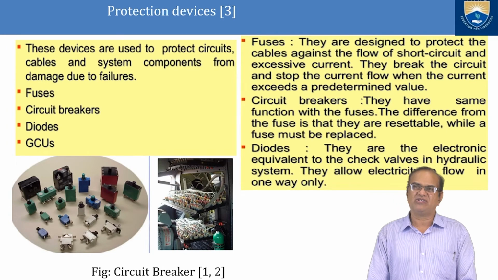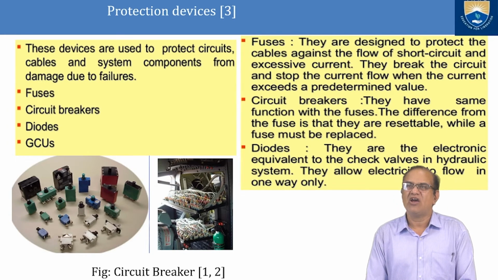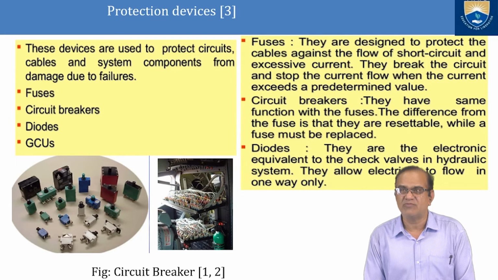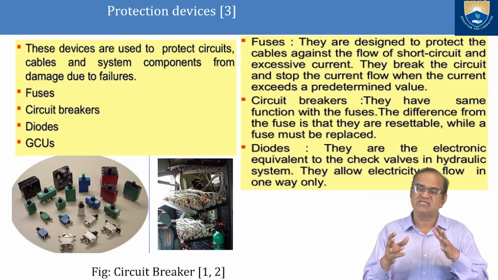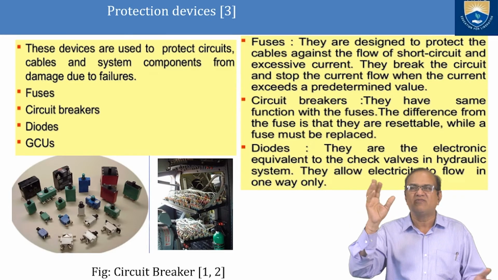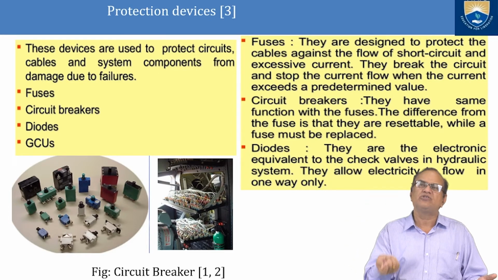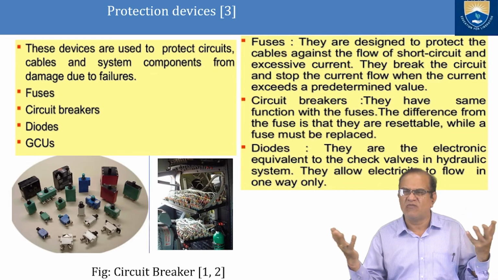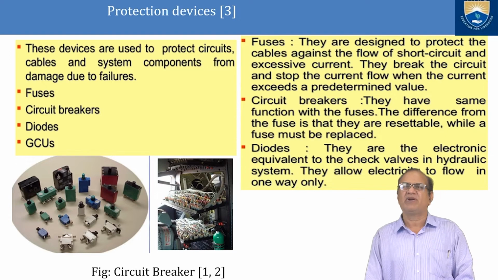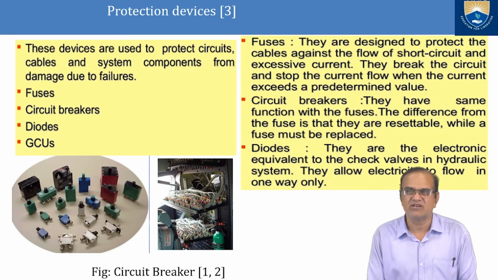Now CBs or circuit breakers, they have the same function as the fuses. The difference from the fuse is that they are resettable, while a fuse must be replaced. So with these CBs, we need not replace them, you just have to press it and it will work. Or if it is falling down, you just have to make it up. But its function is the same as the fuses. In olden days we used to have fuses, but nowadays we are using circuit breakers.